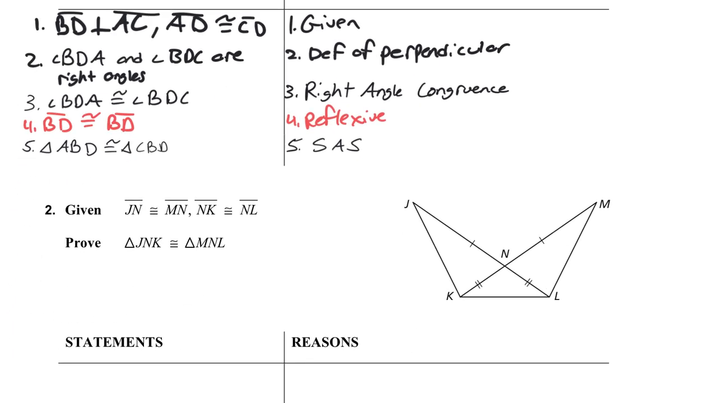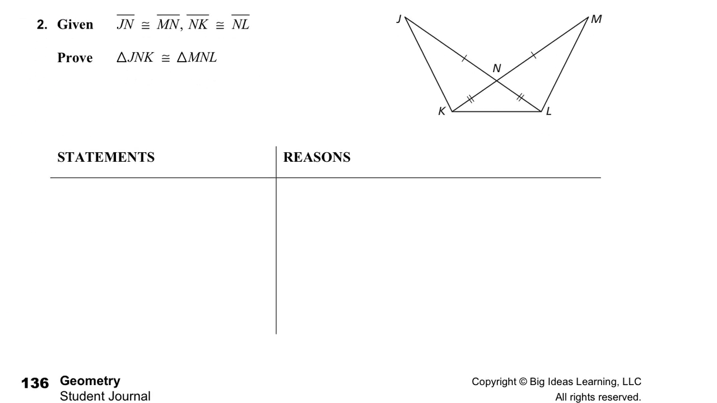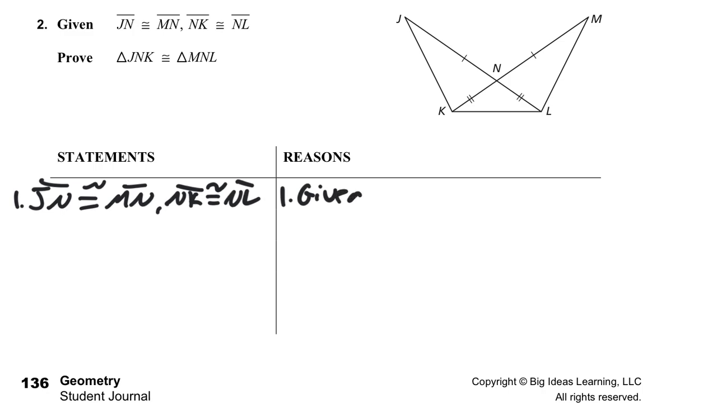Now let's look at number 2. So number 2, this is a really quick proof. We have our givens, so I guess I'll just write those down. We have JN is congruent to MN and NK is congruent to NL. That's a given, and those are marked.